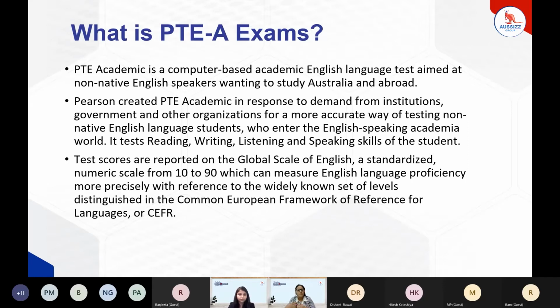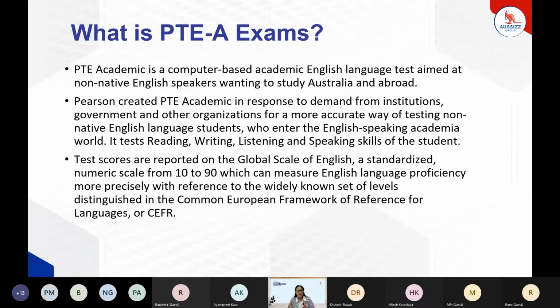It is totally a computer-based exam, so we can say that is an advantage as well. The scoring is provided on a 0 to 90 scale. Usually they are a bit lenient, and that's the reason why they're keeping the scale as 10 to 90. So there is nothing like out of 100, it is out of 90 in all the 4 communicative skills. They have named reading, writing, speaking, and listening in the scorecard as well as the communicative skills.